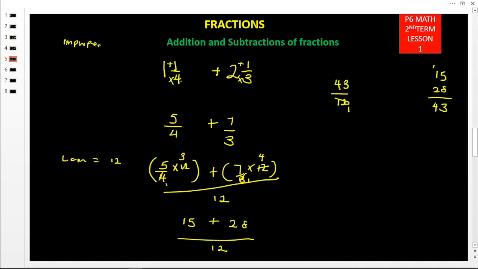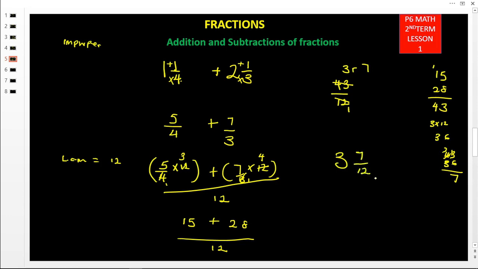Then how many 12s are in 43? I'm going to get 3 12s. Remember, because 3 times 12 here, I'm getting 36. Then 43 take away 36. This is 13, so this is a 7. This is a 3. So remainder 7. So I'm going to get a 3 whole number, 7 out of 12.